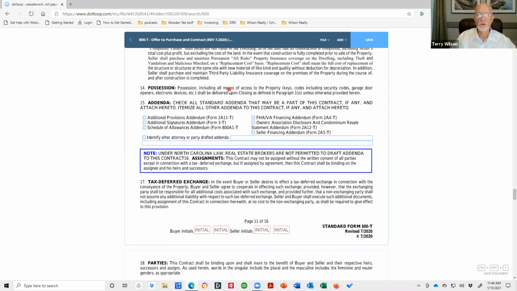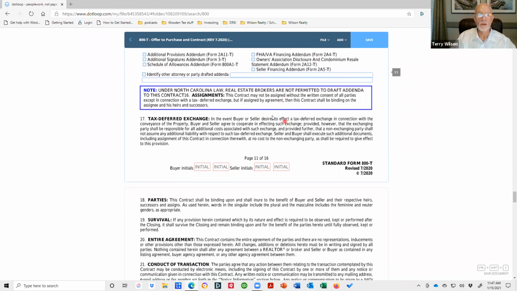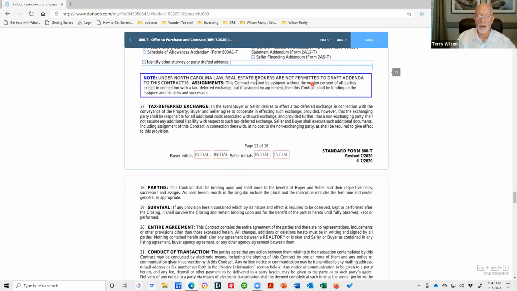Possession includes all means of access to the property. Keys, codes, including security codes and garage door openers, shall be delivered upon closing as defined in paragraph 1. Checks: if you have included an additional provisions addendum, or there are additional signatures needed, you would check them here. We cannot draft addenda, so don't be writing things.